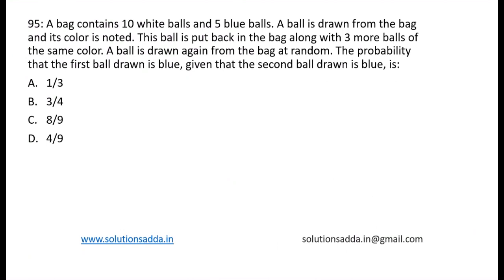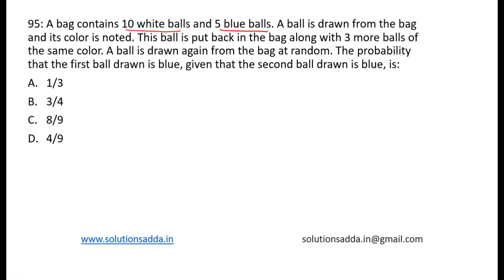This is a question from probability. A bag contains 10 white balls and 5 blue balls. A ball is drawn from the bag and its color is noted. This ball is put back into the bag along with 3 more balls of the same color. A ball is drawn again from the bag at random. The probability that the first ball drawn is blue, given that the second ball drawn is blue, is what?